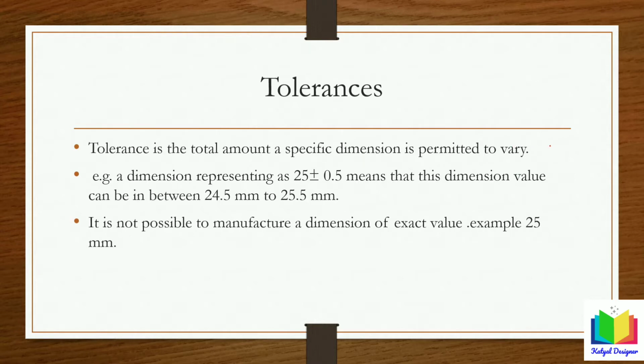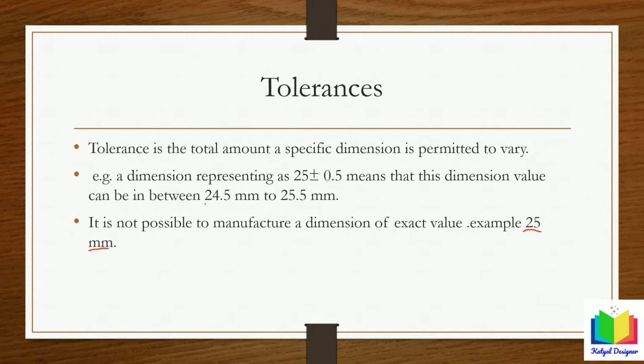Now let's understand this. It is not possible to manufacture a dimension of an exact value. Let's consider this example. Let's say I want to create a part of dimension exactly 25 mm. But when we do the manufacturing, it is not possible to create the part of exact dimension. That is why we provide some tolerance value. For example, I want to create a part of 25 mm, so I will specify a tolerance value.